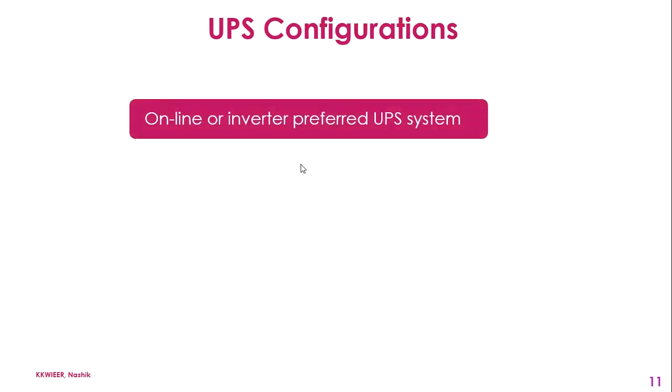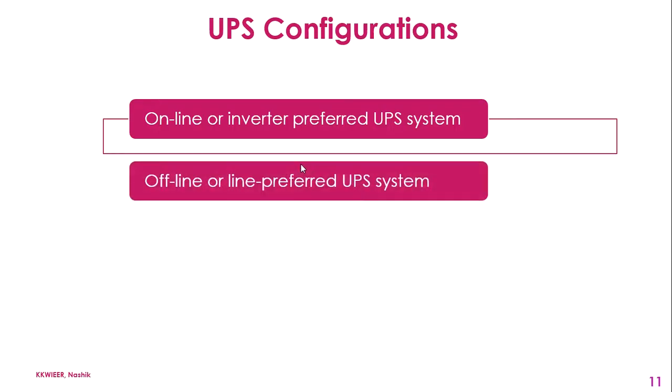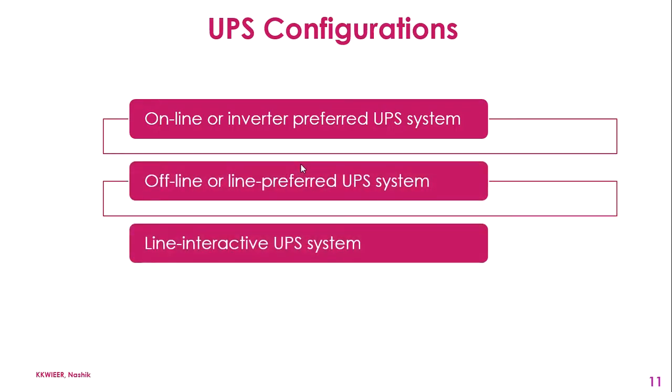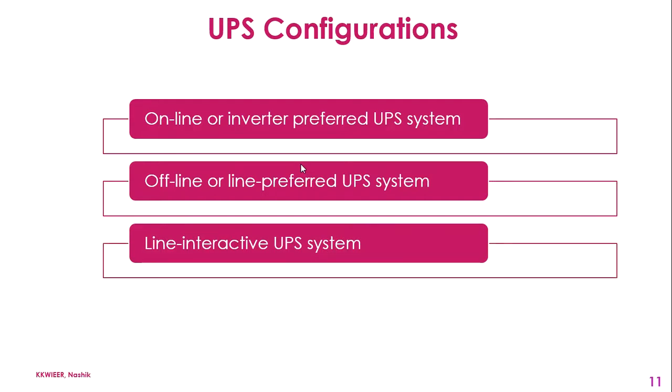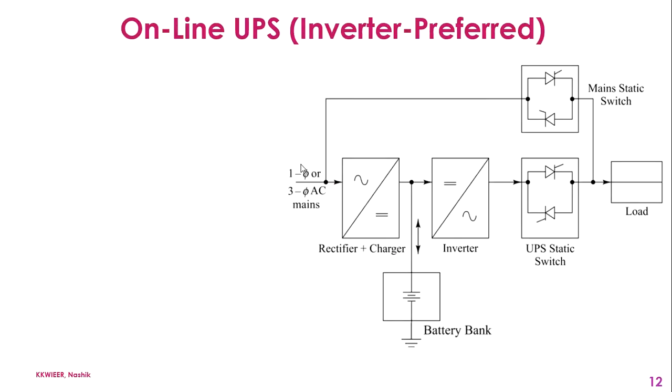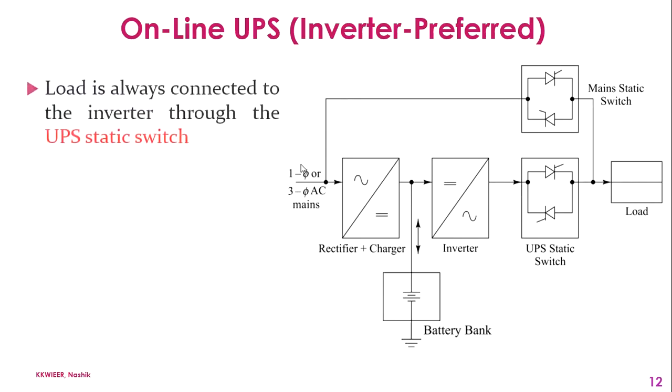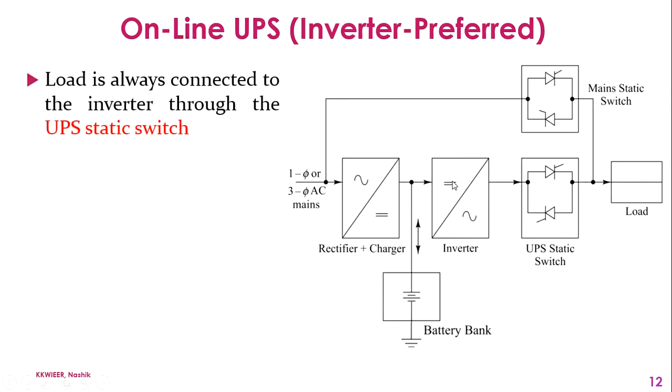Then talking about the UPS configuration, there are three types: online, offline and line interactive UPS systems. In this video we are going to study online as well as offline. So let's start with the first one, online UPS, that is, inverter preferred. The load is always connected to the inverter through the UPS static switch. Here is the inverter, here is the load which is connected through this UPS static switch.